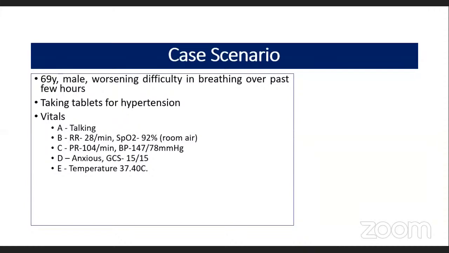His respiratory rate is 28, saturation 92 on room air, pulse rate 104, blood pressure 147 by 78. He is anxious, but GCS is 15. Temperature is normal. Here, basically, I am really worried about whether the patient is having respiratory distress, because he has a high respiratory rate and low saturation.